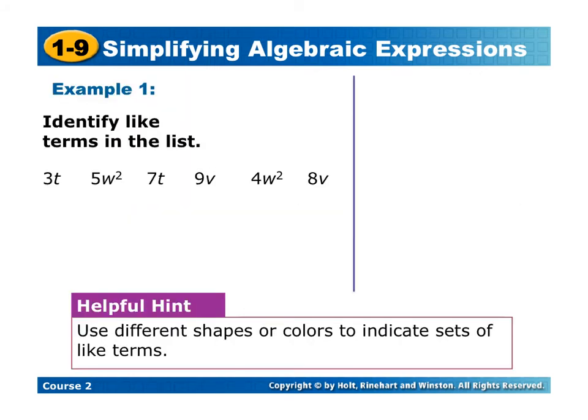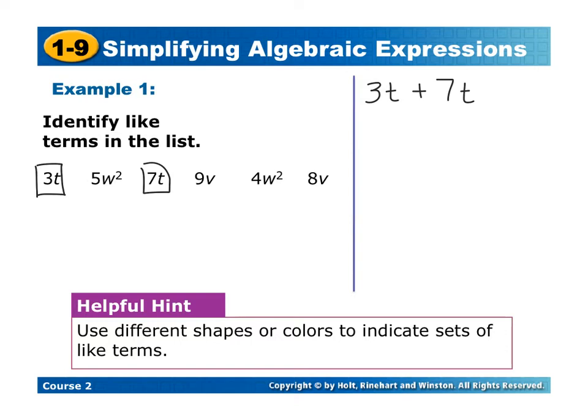So we want to identify the like terms in the list. A lot of times when I model this, I model it using shapes and or colors to help differentiate. I always start with the one that's furthest to the left. So in this case, it's 3t. So using our rules of what like terms are, the same variable to the same power, we're going to group using squares or rectangles around any term that has a t. So in this case, it would be 7t. So one of our like terms would be 3t and 7t.